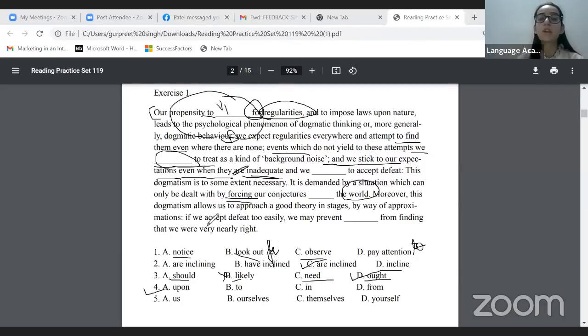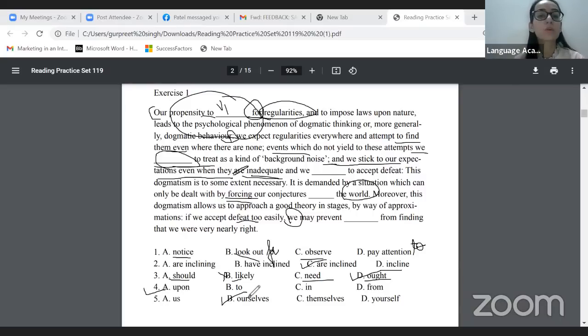Moreover, this dogmatism allows us to approach a good theory in stages by way of approximations. If we accept defeat too easily, we may prevent ourselves from finding that we are very nearly right. So if we accept defeat, we may prevent whom? We may prevent us, ourselves, themselves, or yourselves. So when we are talking about we as the pronoun, the reflexive pronoun of we is ourselves. We, ourselves. We is used for our own self. So these are the answers. Listen to them once again and then you can ask your questions if we have missed something.